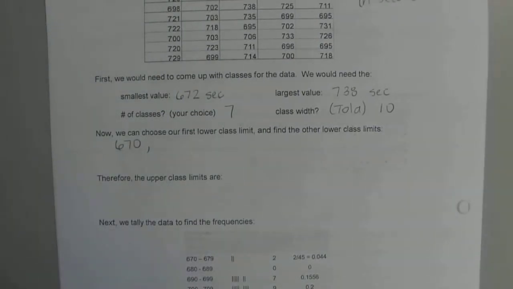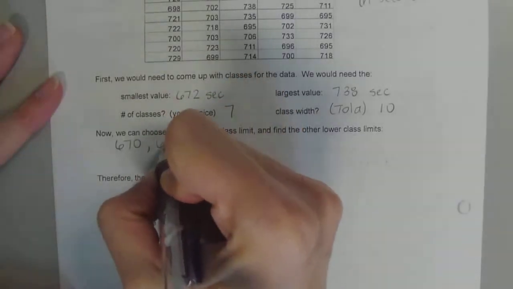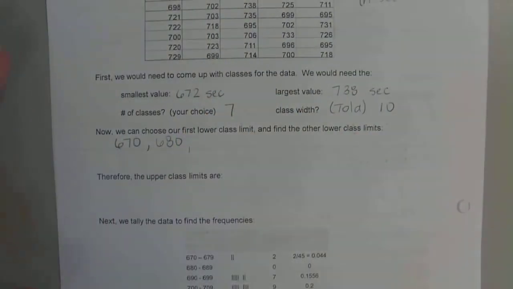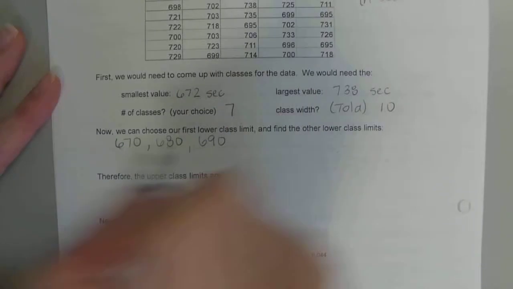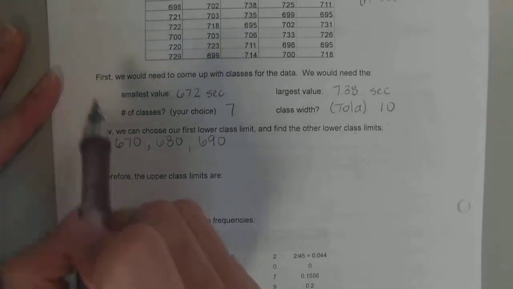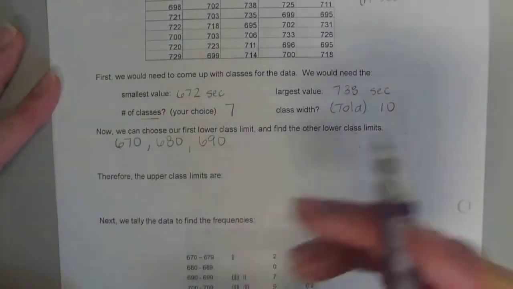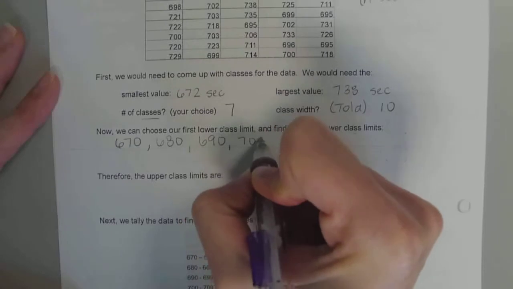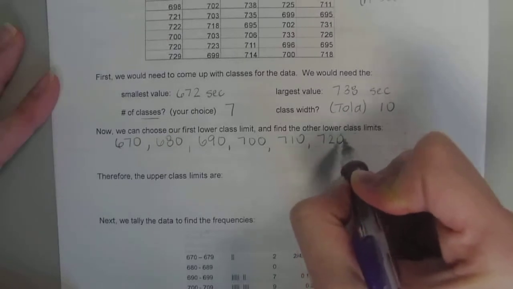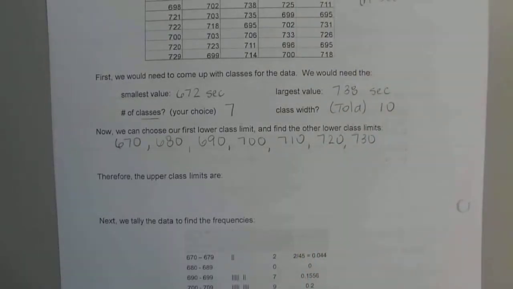But if it's a width of 10, where would the next class start? 680. You are doing the whole class, which is perfectly fine, Jocelyn. I'm just doing the lower class first, and then I'm going to go back. And then what's going to be our next lower class limit? 690. Does everybody see what I'm doing? How many times do I need to do this? Well, how many classes do I want? 7, right? So we're going to have 700, 710, 720, and 730.